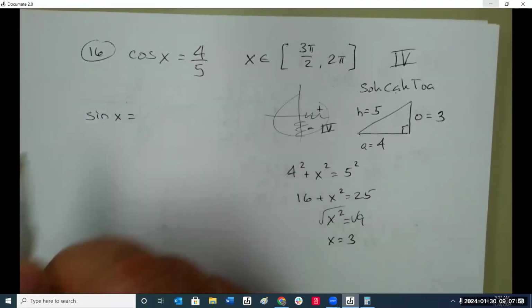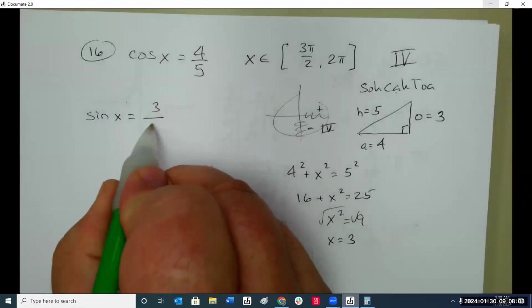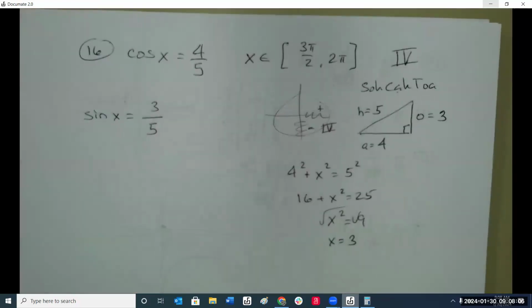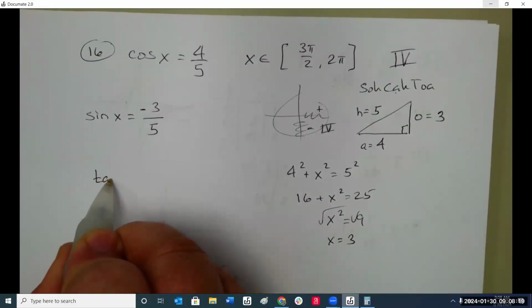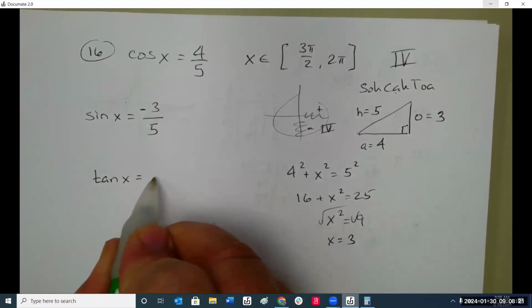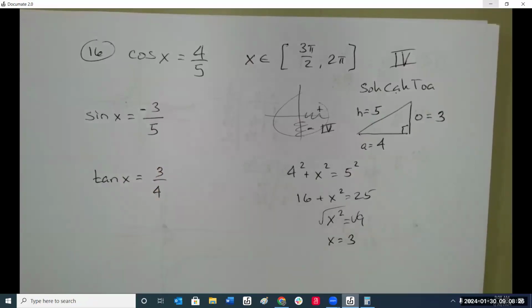So sine x is equal to negative 3 over 5, right? Because we're in the fourth quadrant. And then tangent is the opposite, which is 3 over 4. Also negative, because we're in the fourth quadrant. Pretty straightforward and easy.